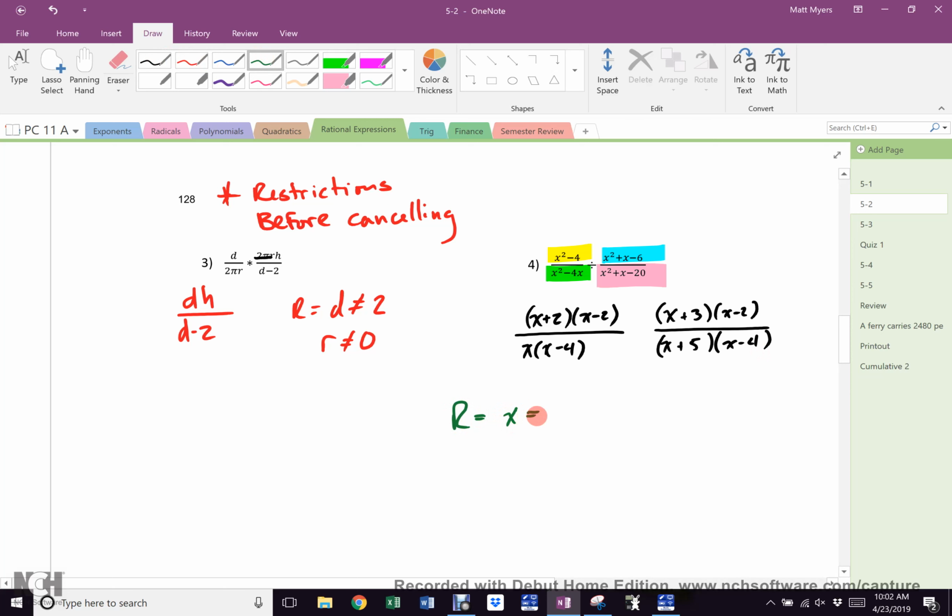Restrictions. What are they? First one's easy to see. What can X not be? 0 or 4. That covers this side, yes? That also covers right there, yeah? Okay. What else can X not be? -5. Now we have to stop for a second, because what does that say?